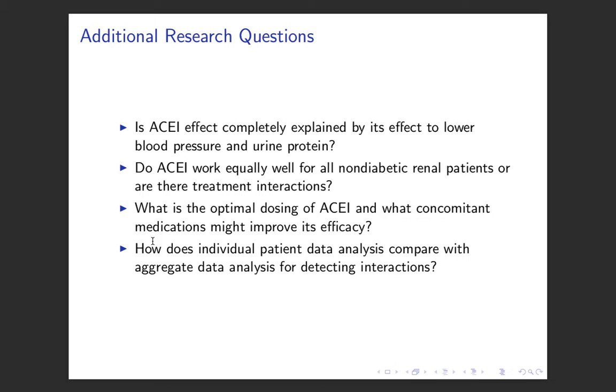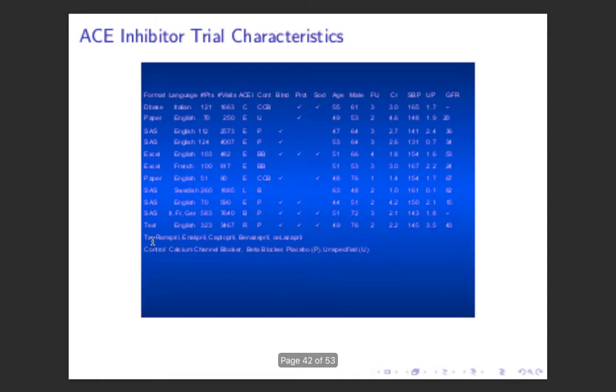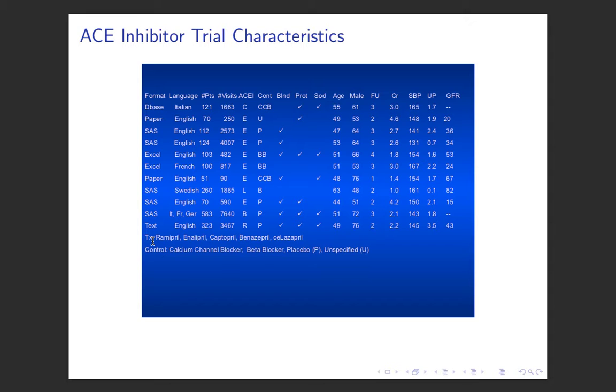We wanted to know if it worked equally well for all patients, or was it better in certain subgroups, and what was the optimal dosing, and various other things. And so this is, hopefully you can see that, a spreadsheet of what the different databases came in. So the first database, which was a study of 121 people, we got it in a program called DBase. The data were entered in Italian.